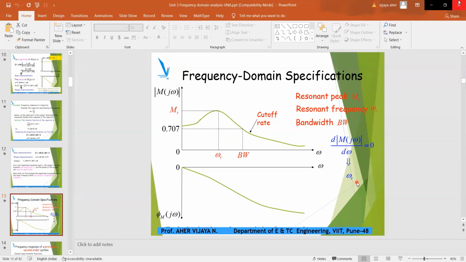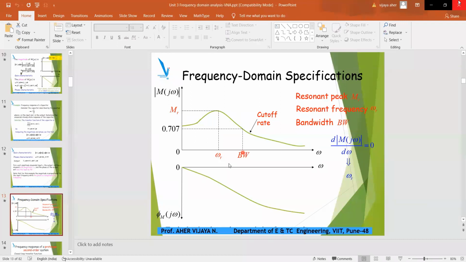What you have to remember? You have to remember Mr, that is the maximum resonant point or peak resonance at this point. This is your resonant frequency. So at the resonant frequency, you get the maximum amplitude or magnitude of your frequency response. And if you take 0.707 of this magnitude, you will get these two points. So join these two points, and from this point to this point is your bandwidth.